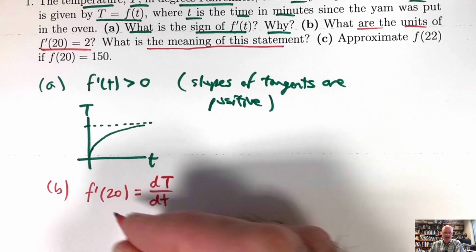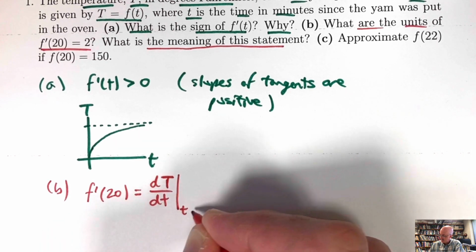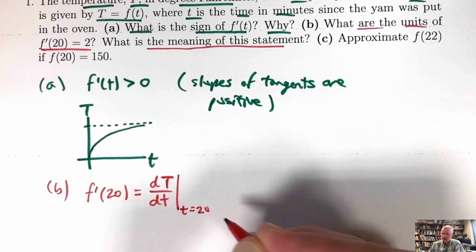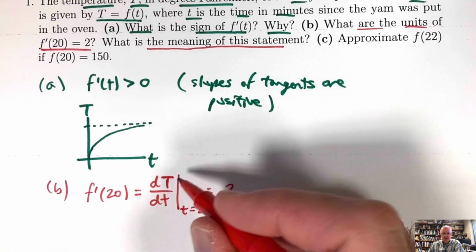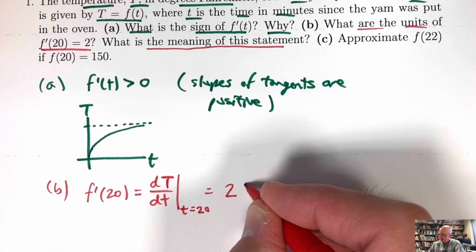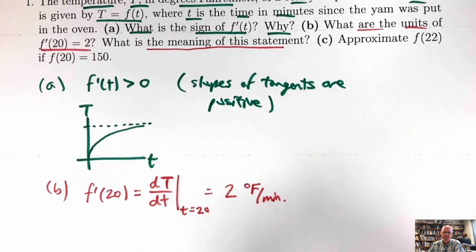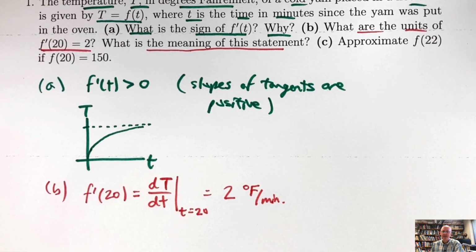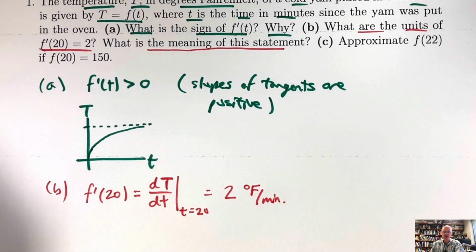We should specify that this is evaluated at little t equals 20. That's done by putting a vertical line and little t equals 20 down there. And this equals 2. The units of capital T are degrees Fahrenheit. The units of little t are minutes. So this is 2 degrees Fahrenheit per minute. Okay? Let me just verbally say the meaning of this statement, and I'll expand on that in part C when we approximate f of 22.